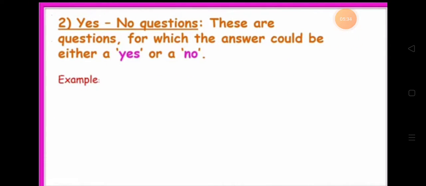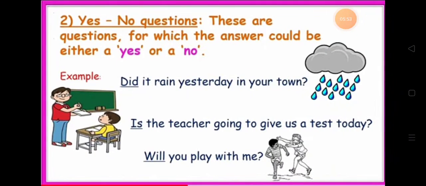Then the second type is yes or no questions. These are questions for which the answer could be either a yes or a no. Some examples are here.